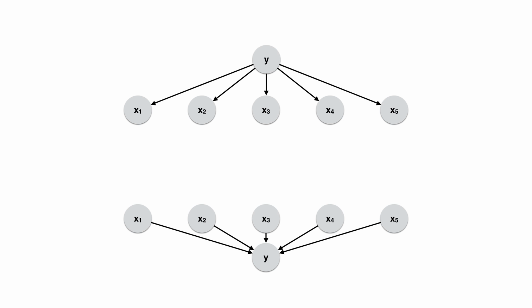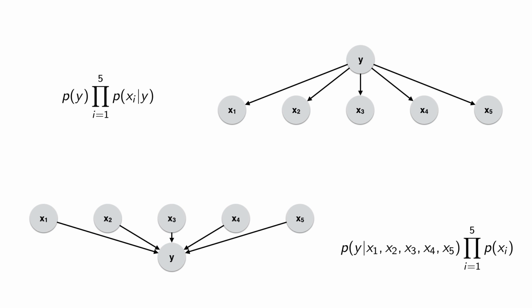That should seem a little familiar. And then on the bottom, we have the opposite. Now the arrows are coming out of the X's toward the Y, which means the X's have no parents, but Y has all of the X's as its parents. These are the distributions corresponding to these Bayesian networks, and you can see that they should look familiar. At the top, we have the naive Bayes factorized distribution. It's essentially the conditional independence assumption about the features given the labels. And on the bottom, we have something that looks kind of like logistic regression.